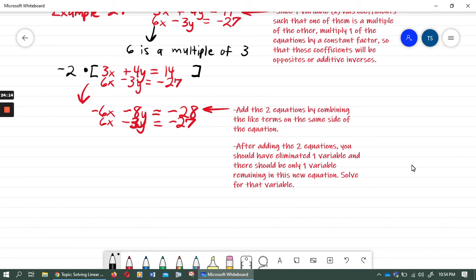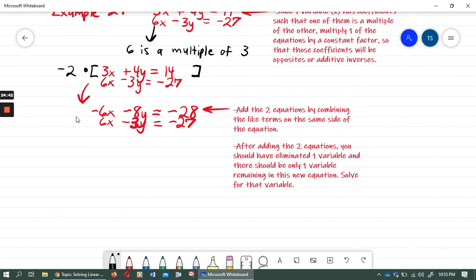Okay, so again, guys, at this point, we are ready to go ahead and add those two equations together by combining the like terms on the same side of the equation. Folks, remember that after you add these two equations together, you should have eliminated one of the variables, and there should only be one variable remaining in this new equation.